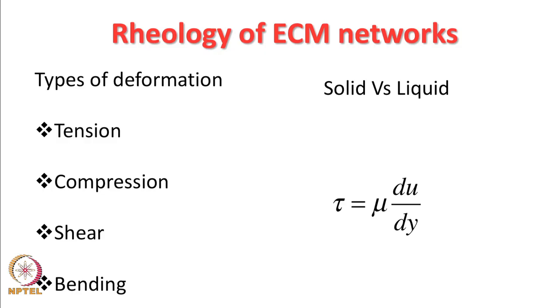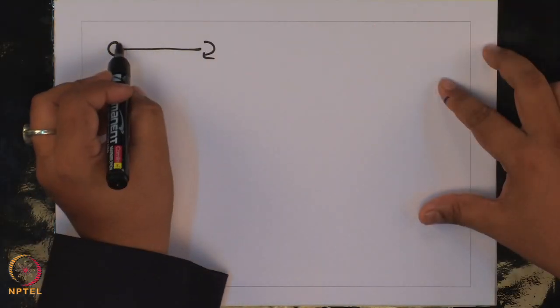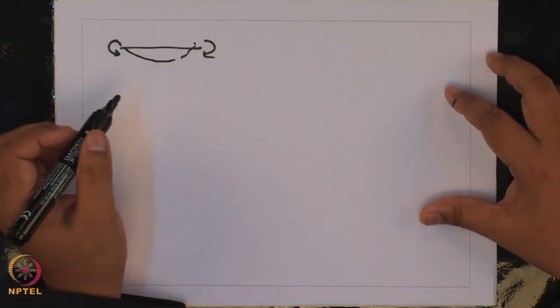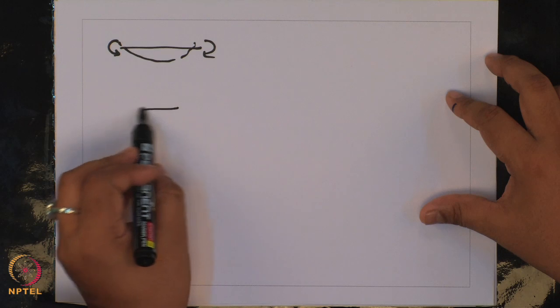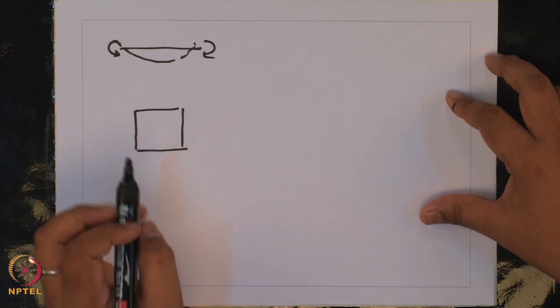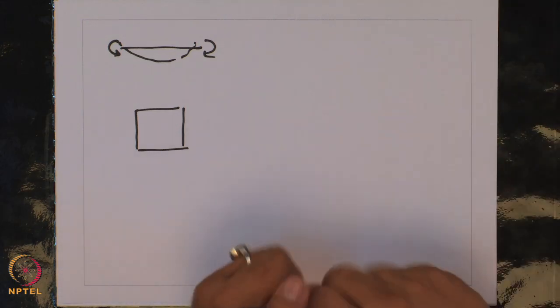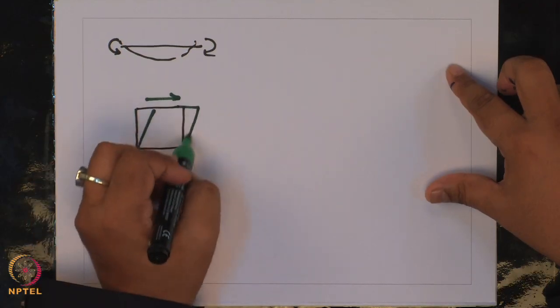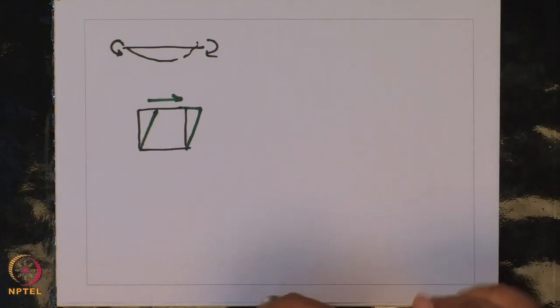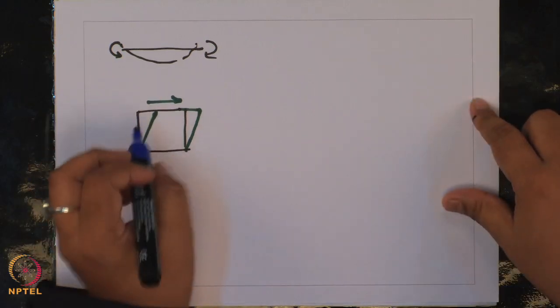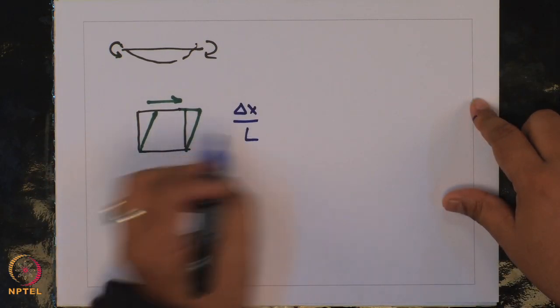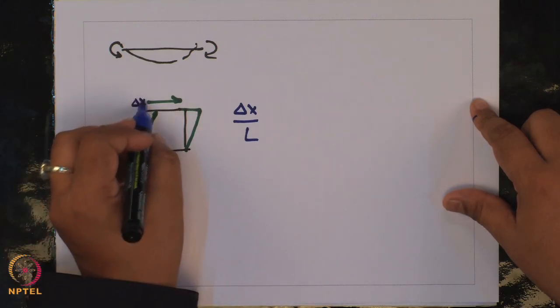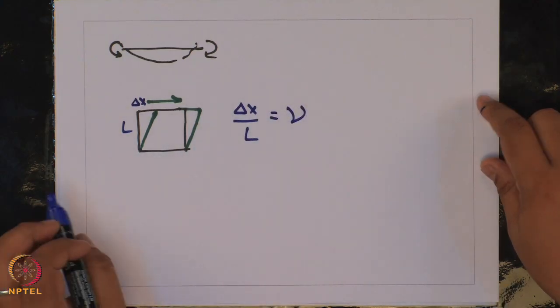Tension and compression are very clear. Bending is where instead of something straight you exert forces, so that the final configuration is something like this. And shear we had discussed in great detail, where if you have a block you exert tangential forces on the top surface, as a consequence of which the block deforms to a shape like this. This delta x by L, where this is my length L and this is delta x, is what is given by your shear.